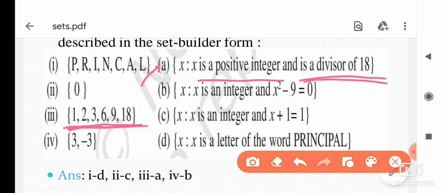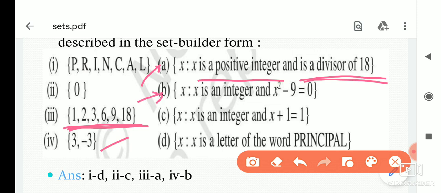If you observe, all these numbers can divide 18 perfectly. 1, 2, 3, 6, 9 and 18 can divide the number 18 perfectly. So these two properties are easily fulfilled here. So set 3 can be represented by set A. Now the last example, the fourth one, 3 comma minus 3.